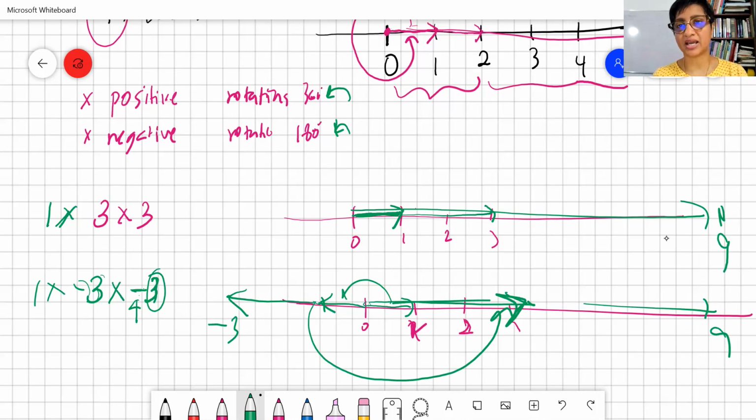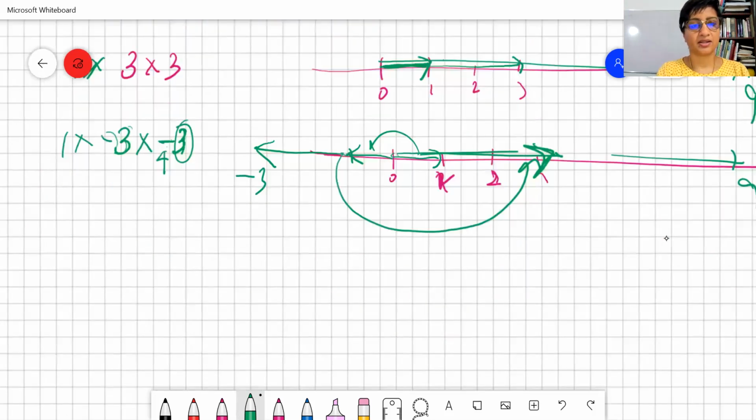If you think of multiplication as a scaled rotation, you have to rotate every time, depending on if it's positive or negative, and by that number you scale. You enlarge, magnify or reduce. Your arrow gets enlarged or reduced. Now, this answer is 9. This answer is also 9.